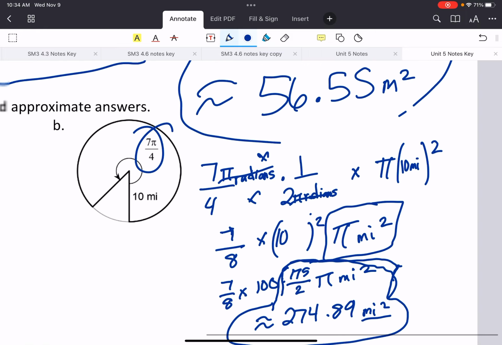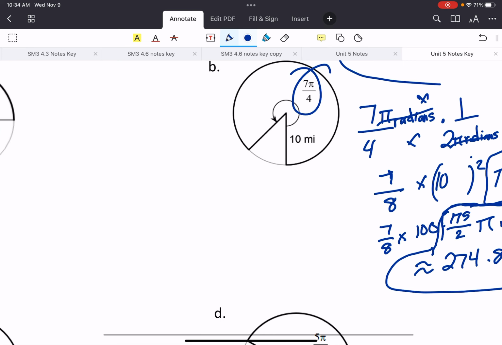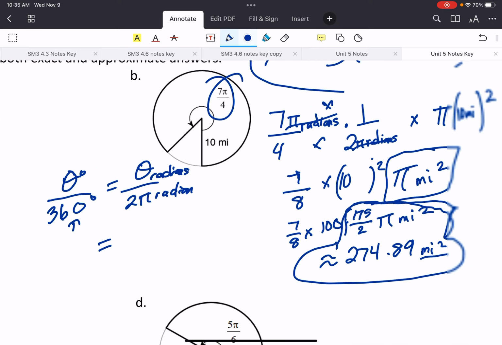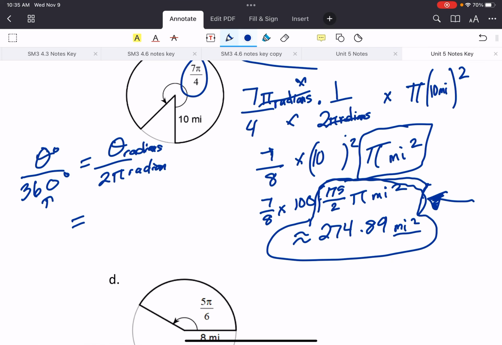You did a good job. Thanks. These are ratios. Are these what they're called? Ratios. These are proportions, and proportions equal each other. So where does theta come into play? Remember that? It's an angle. 7 pi fourths is a theta. So if theta degrees divided by 360 degrees is equal to theta radians over 2 pi radians, these will give you the same answers. So then this will always be correct.